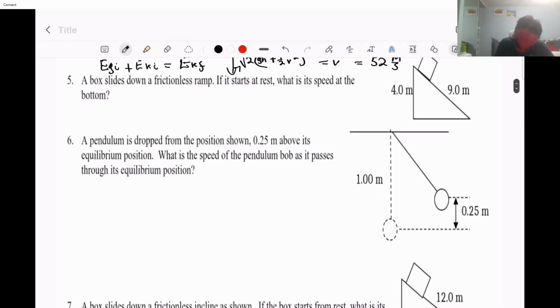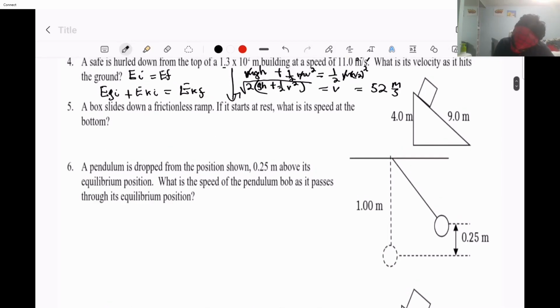So a box slides down a frictionless ramp. If it starts at rest, what is its speed at the bottom? So we can use it again. So E initial should equal E final, since it's conservation of energy. This is a very important formula throughout all these questions.